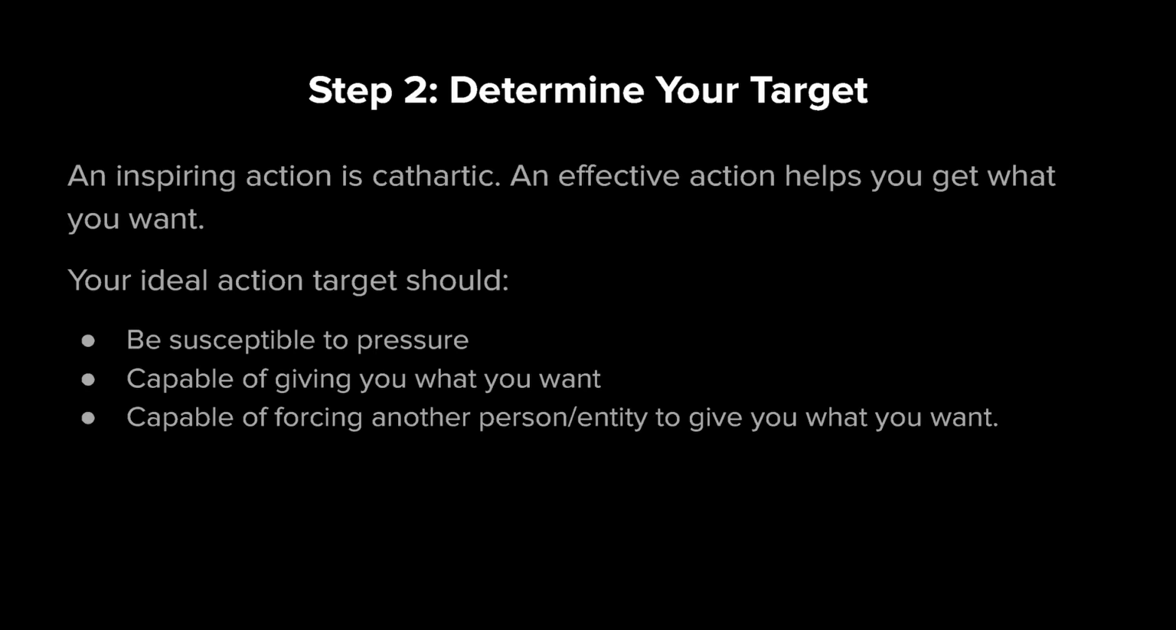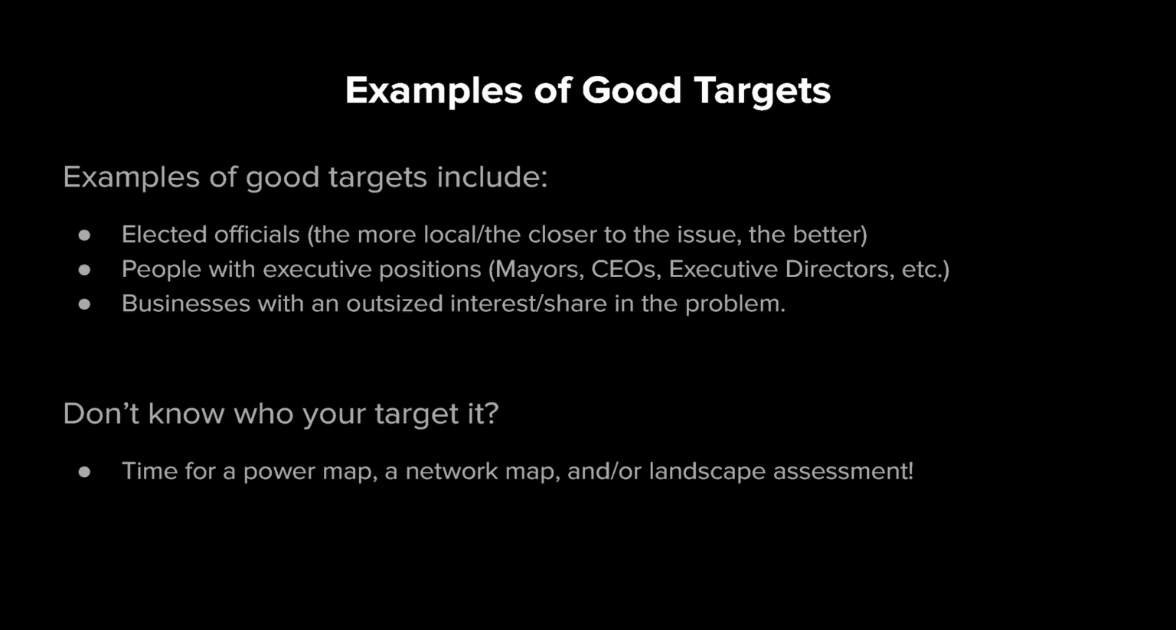Some good examples of that might be elected officials. The more local or the closer to the issue, the better. If you've ever gone to a city council meeting and heard someone talk about curriculum in local schools, that's an example of someone targeting the wrong person. They want to talk to maybe the school board or the superintendent of public schools, but instead they're talking to city council because that's just maybe the most obvious seat of power available to them. But that's an example of poor targeting, right?